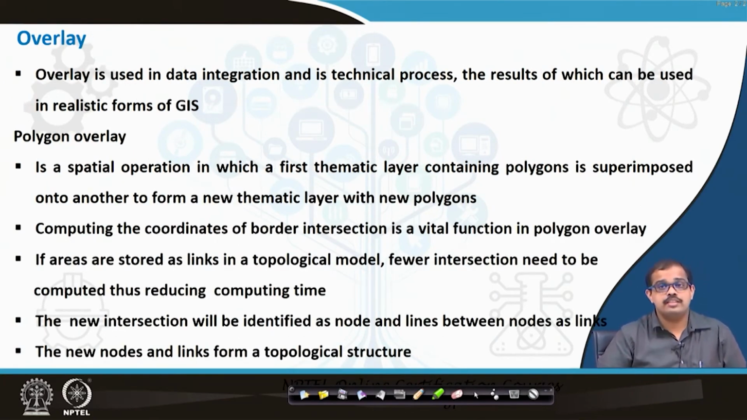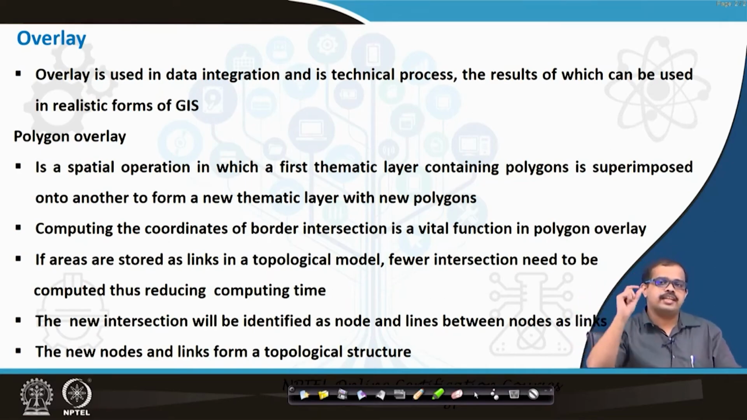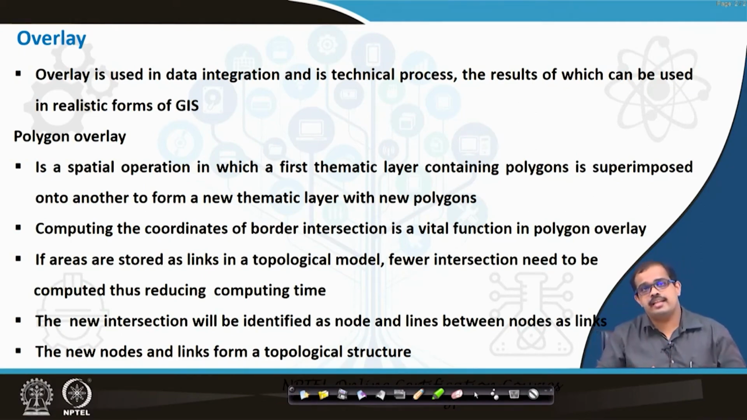The next aspect is overlaying. Why is overlaying extremely important, and why am I speaking about it again and again? Because overlaying is a critical part of analyzing the different data sets that you may have. There may be certain data sets in raster data and some in vector data, and overlaying gives you the exact representation of the real world. Overlaying is such a data integration and technical process which can be used to get a realistic form of the earth's surface in your GIS system.